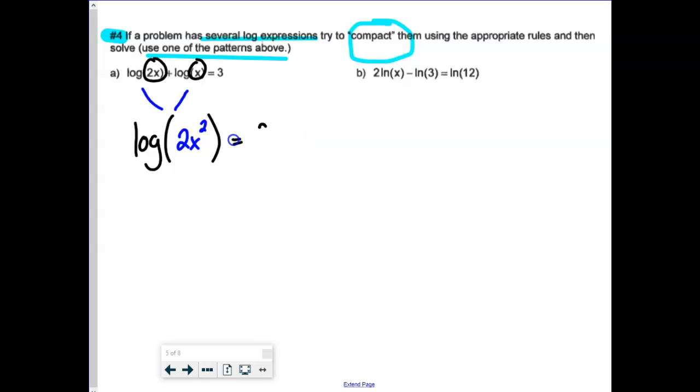Equals 3. Now this problem looks like it belongs in the section right above us. What base is this logarithm? It is a base 10, so you're going to use a 10 to exponentiate both sides. So if it was log base 5, though, you would use a 5, yep. So 10 to the log base 10, gone. These cancel. The 2x squared drops down, and you get 1,000. Before we square root, let's divide both sides by 2.